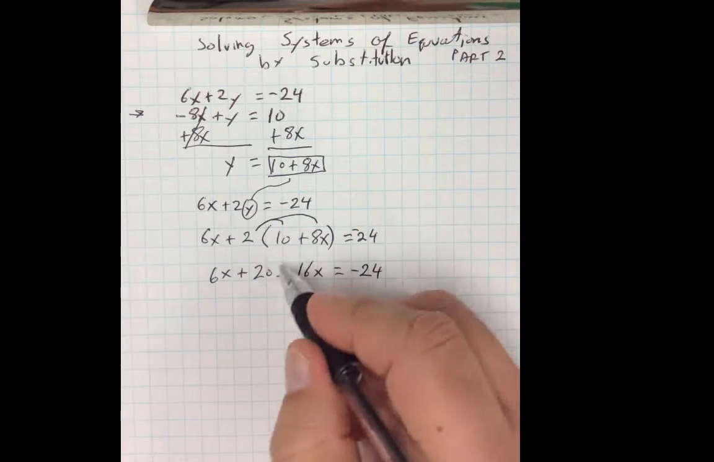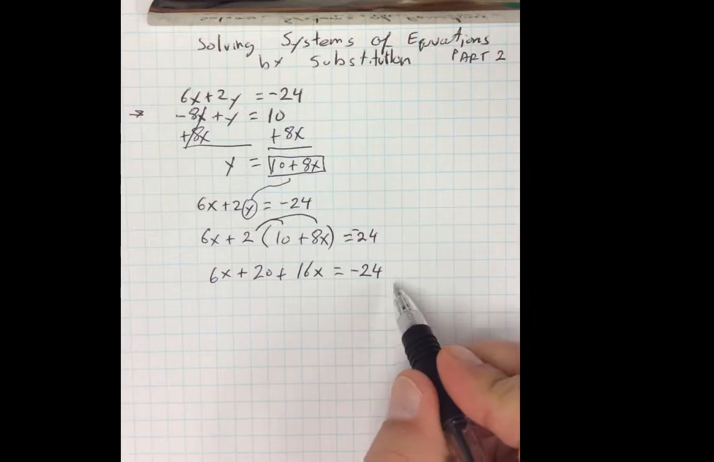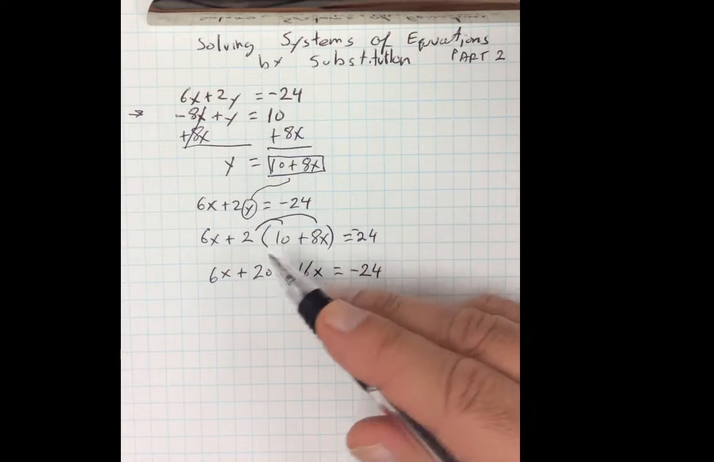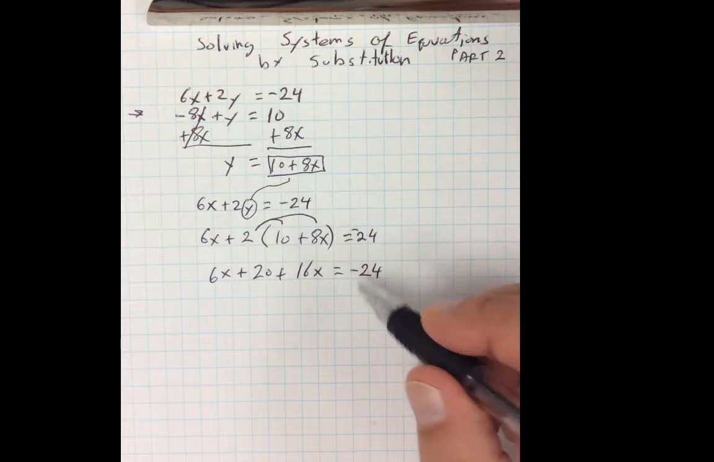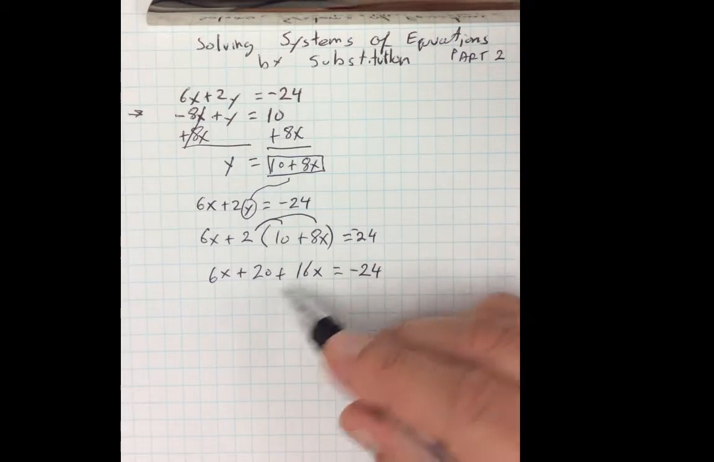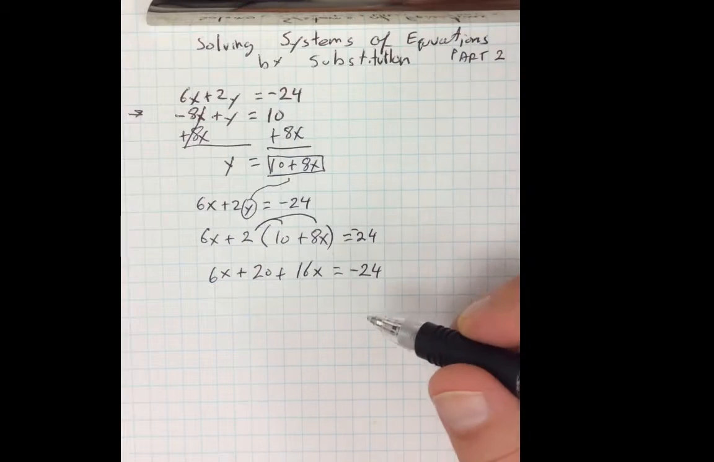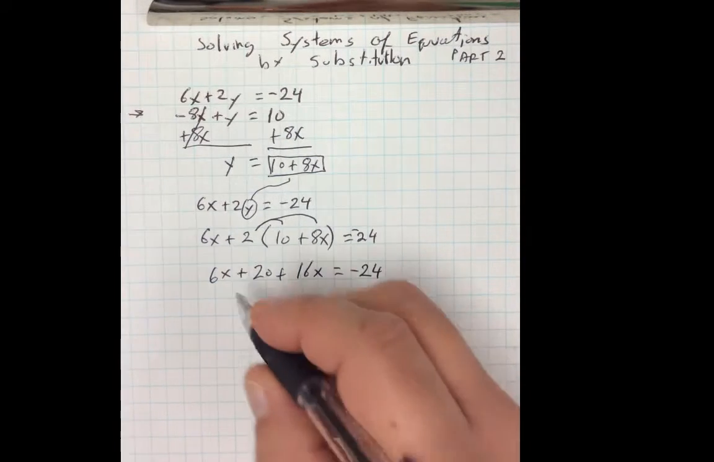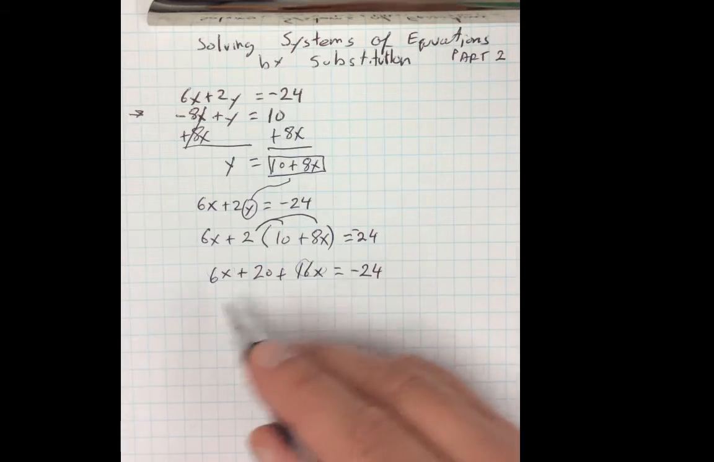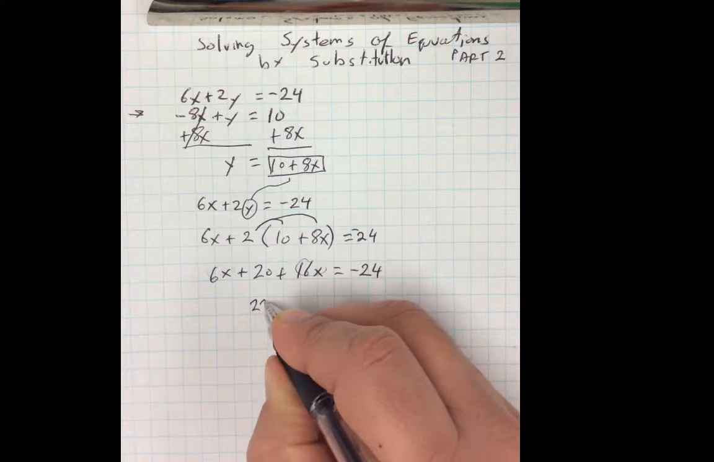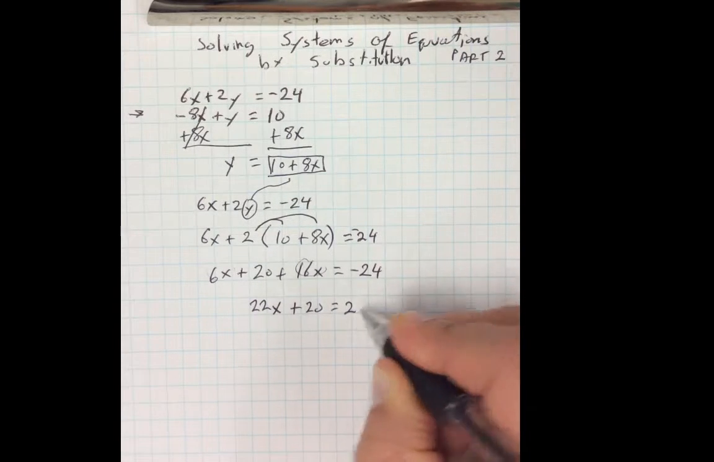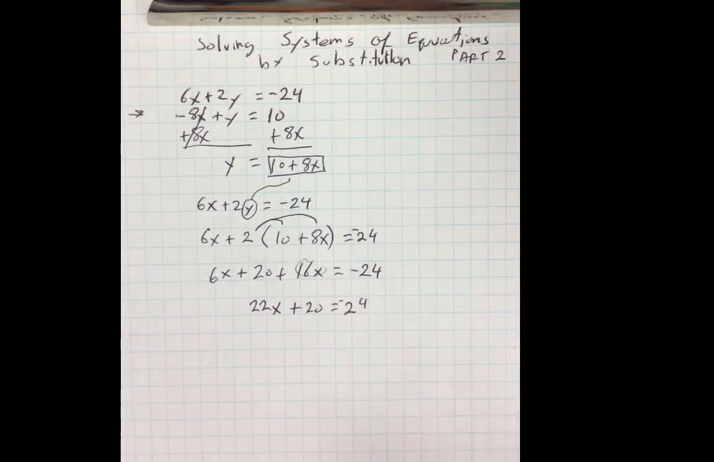Now you see by doing this substitution, there's no y in this equation. So we've successfully eliminated the y by making that substitution. That's exactly what we want, so that we can have one equation that we can solve for x, and then we'll go back and figure out what y was. Now we can collect like terms. The 6x and the 16x are like terms. 6 plus 16 is 22x, so 22x plus 20 equals negative 24.